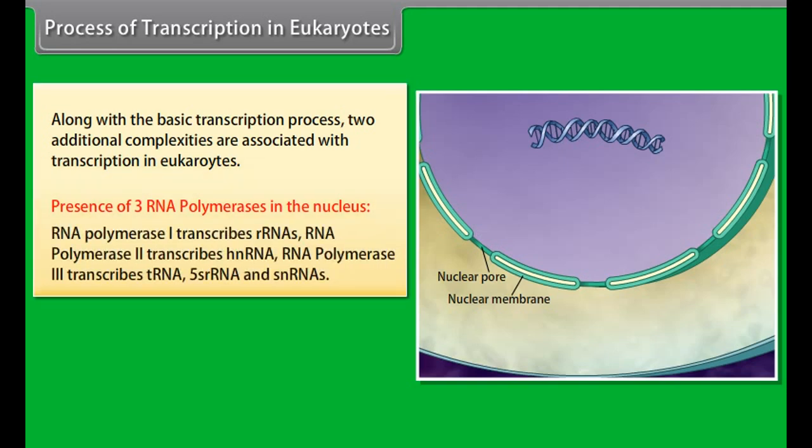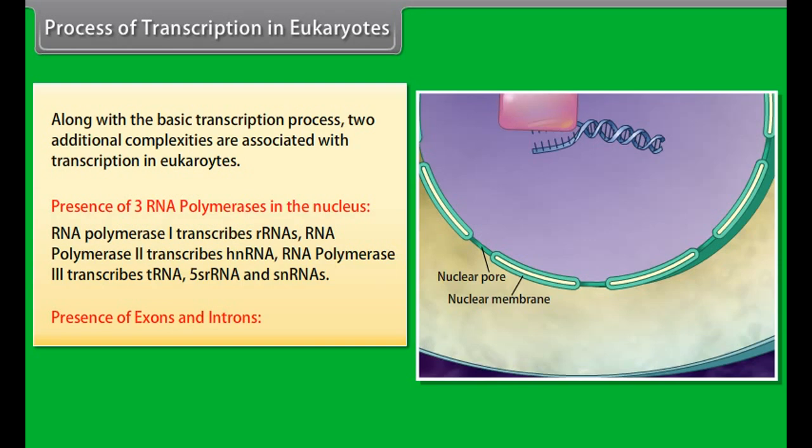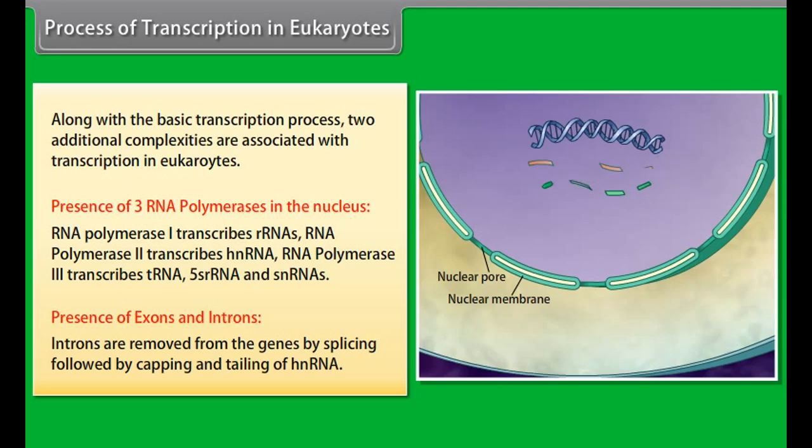RNA polymerase 1 transcribes rRNAs. RNA polymerase 2 transcribes hnRNA. RNA polymerase 3 transcribes tRNA, 5S rRNA, and snRNAs. Presence of exons and introns. Introns are removed from the genes by splicing followed by capping and tailing of hnRNA.